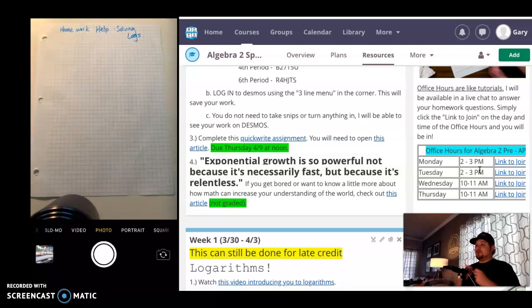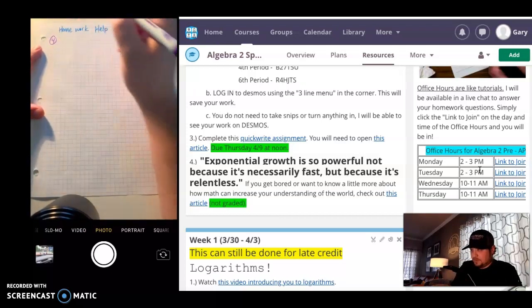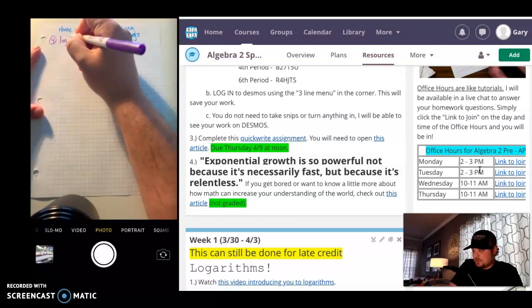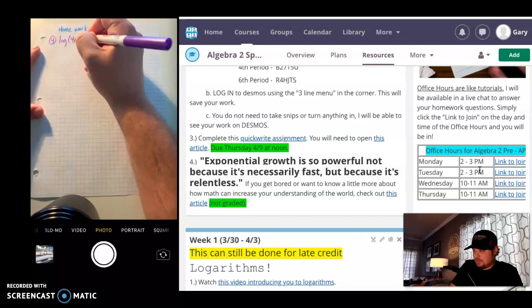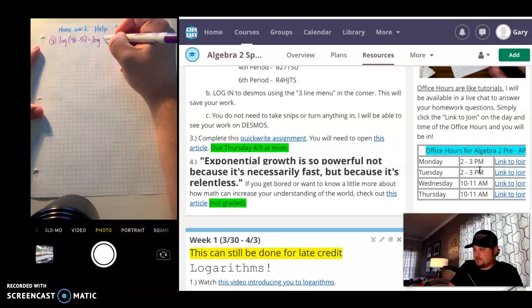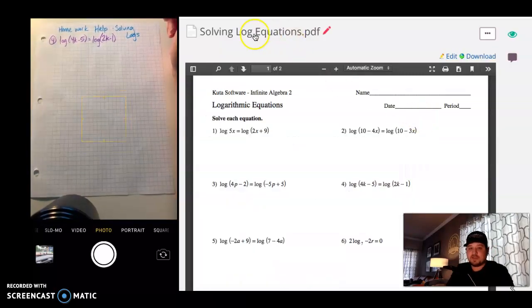Okay, I want to do a few of these problems with you just to make sure that we're all on the same page. So I want to do number 4. Number 4 is log of 4k minus 5 is equal to log of 2k minus 1. Again, click the link there for the assignment. We're looking at number 4, which is this one right here.